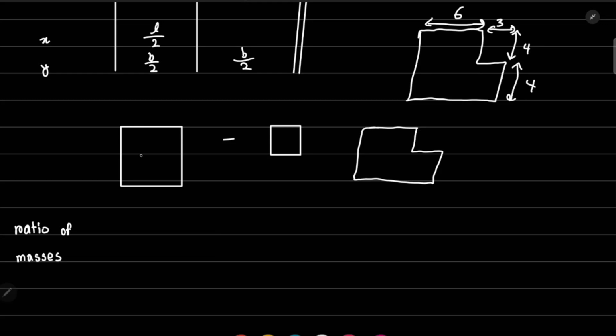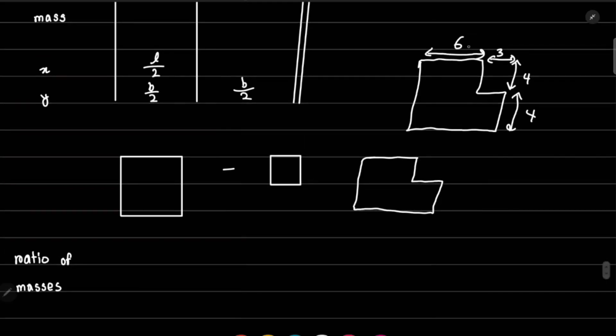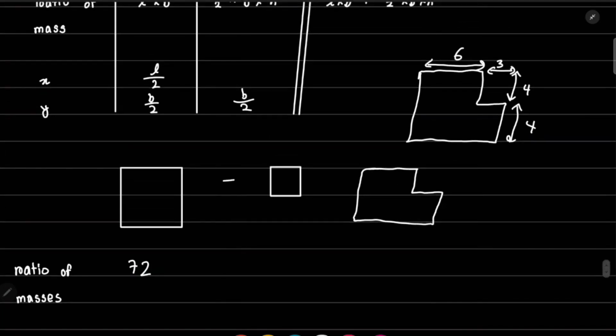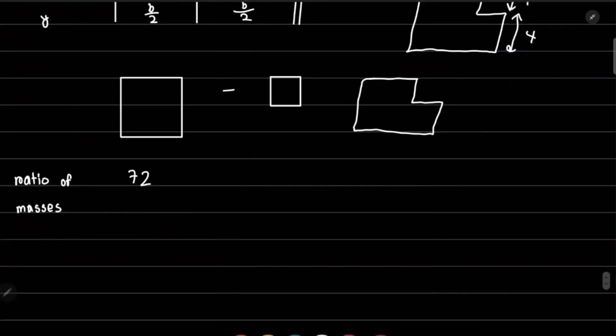So the larger rectangle is 9 times 8. So it has a length of 9, a breadth of 8. It has an area of 72. The smaller one has an area of 4 into 3, which is 12. So the total area of the whole shape will be 72 minus 12, which is 60.